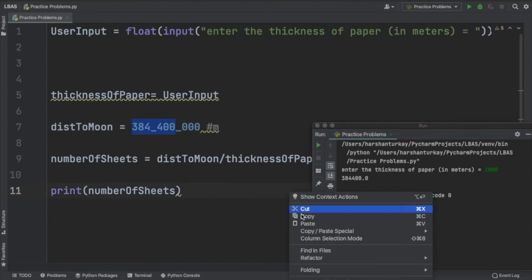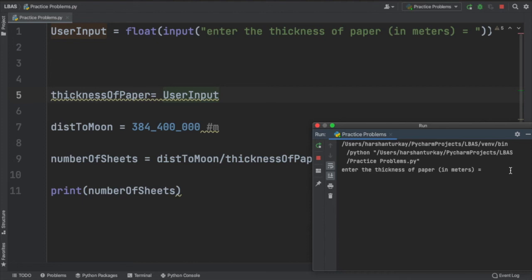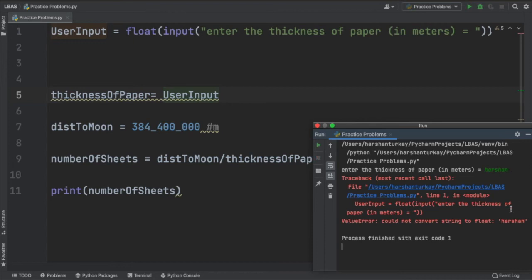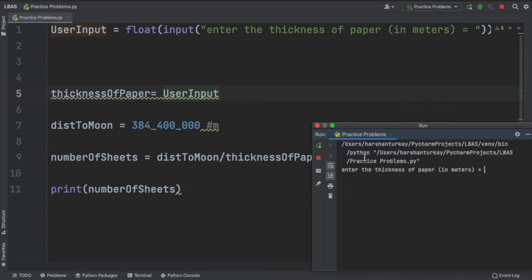Now you might wonder, what if you enter a string here? Let's say I enter my name here. All right, see, now it says that Harshan, which is a string, cannot be converted to a float. And the computer is right. We're going to deal with errors later in the course. But for now, as it says, the thickness of the paper in meters, we're going to have to not give it a string. Instead, we're going to have to give it a number. Let's say, yeah, there you go.